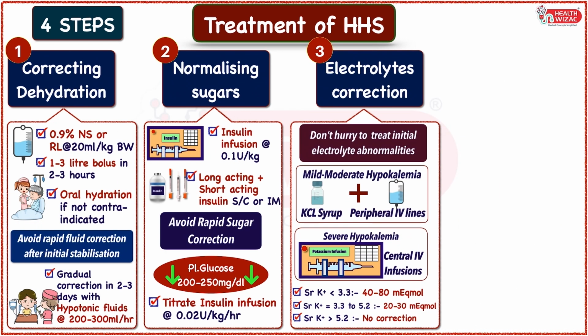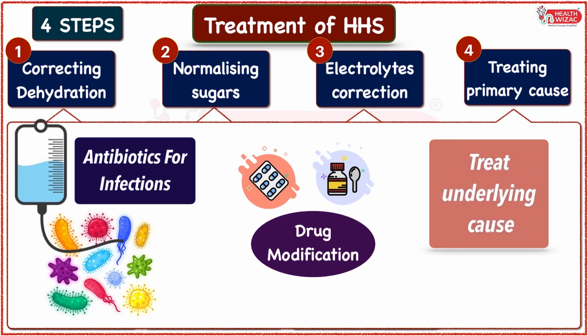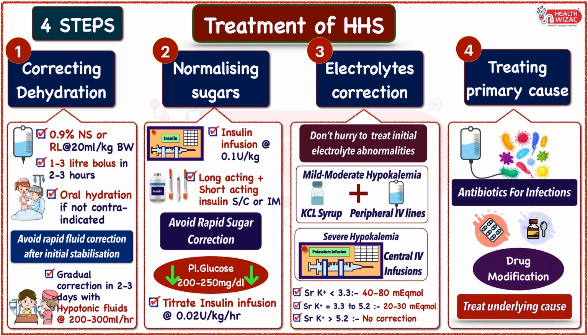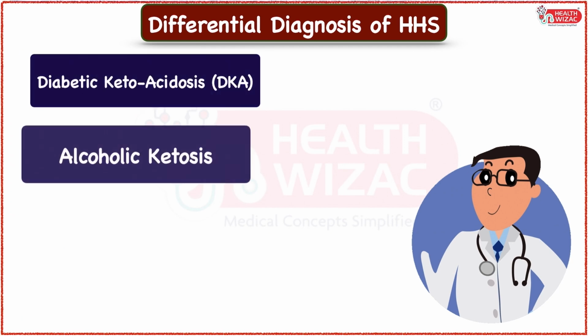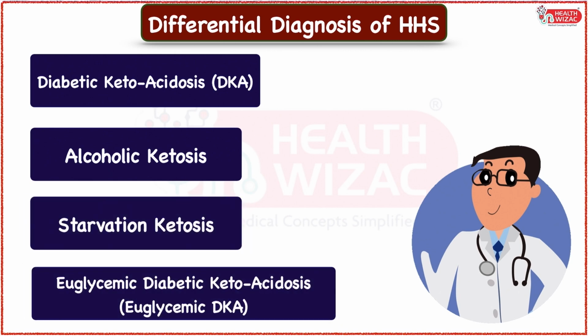Finally, other triggering causes of HHS should be looked for and should be treated aggressively with broad-spectrum antibiotics in case of infections and other treatment modalities in case of other underlying illnesses. Next, let's have a look at the differential diagnosis of HHS. This includes diabetic ketoacidosis, alcoholic ketosis, starvation ketosis, and euglycemic diabetic ketoacidosis.